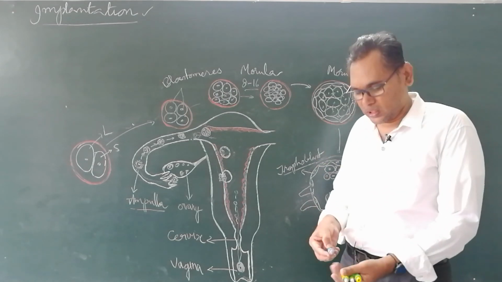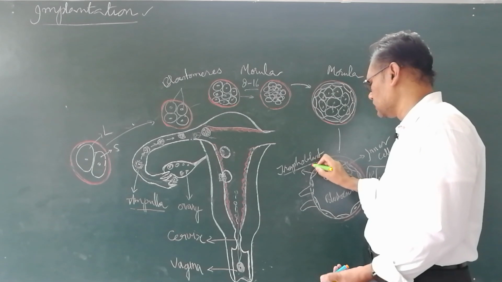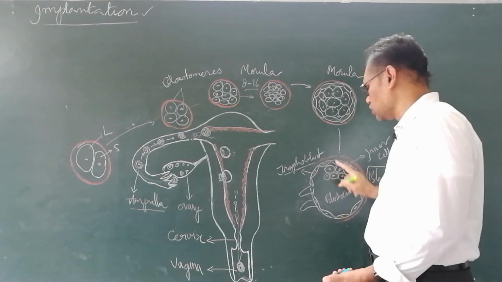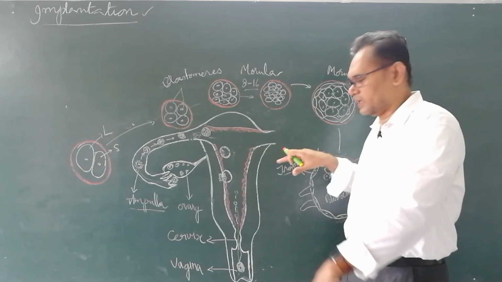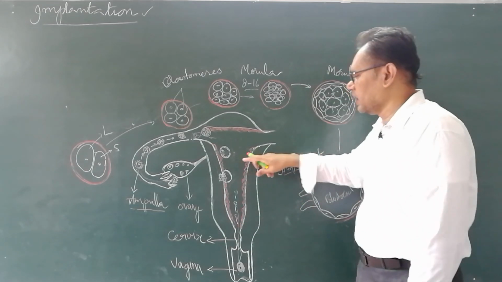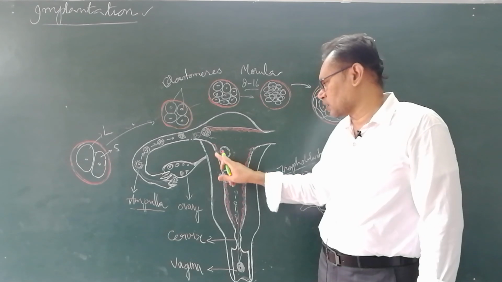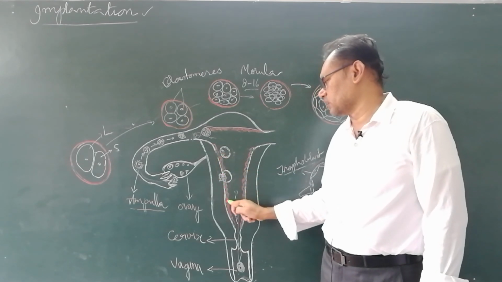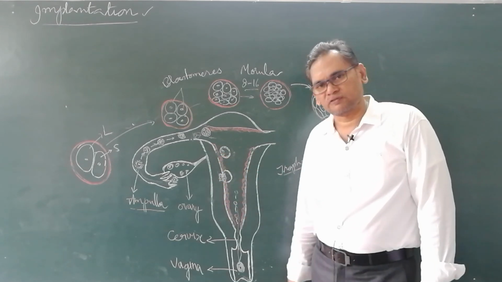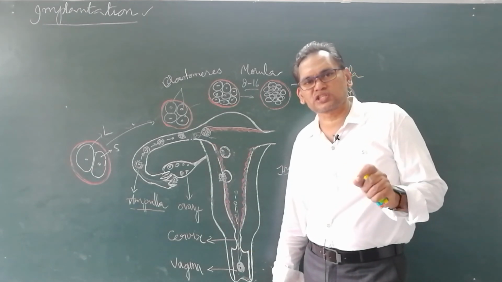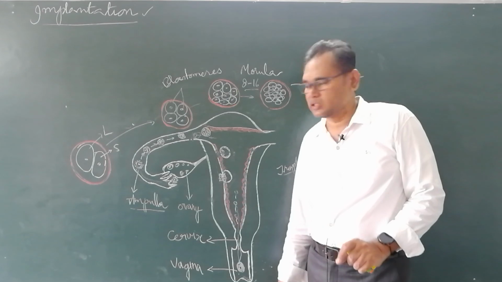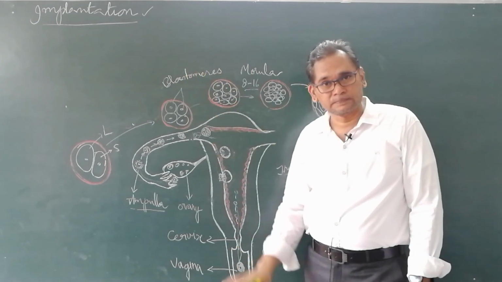Zona pellucida. From this zona pellucida, this blastocyst is hatching out, coming out by breaking the zona pellucida and getting attached to the uterine endometrium. This uterine endometrium is well prepared for this purpose, implantation. The intimate attachment of blastocyst with uterine endometrium is called implantation.